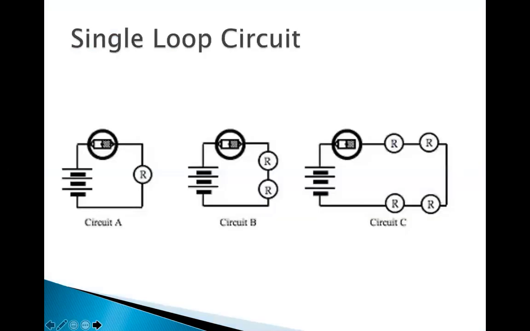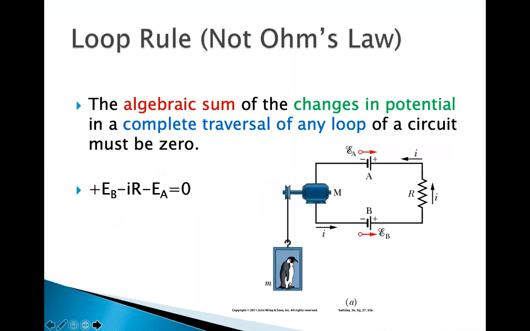Single loop circuit here, we have three examples. If you start from the positive side of the battery, you can go all around the circuit and go right back to the battery in one single path.